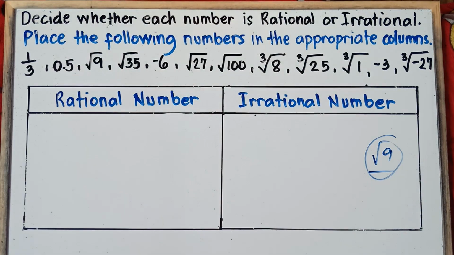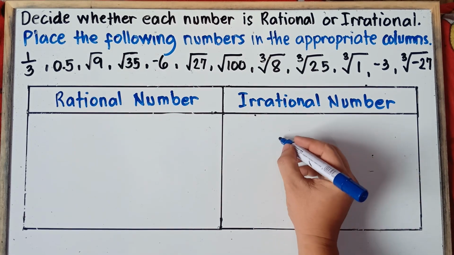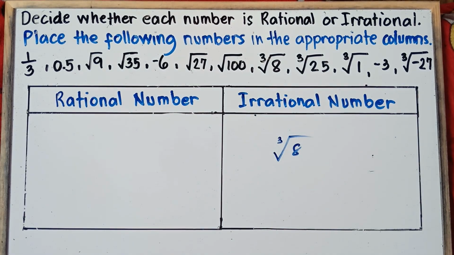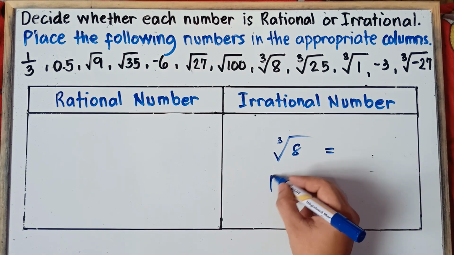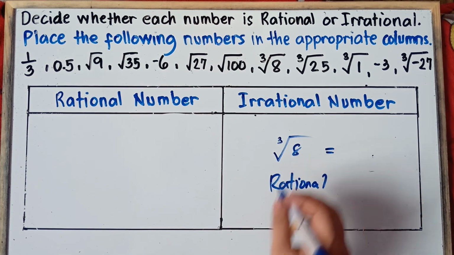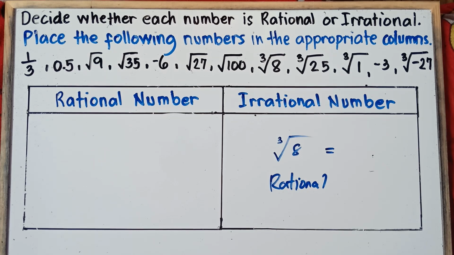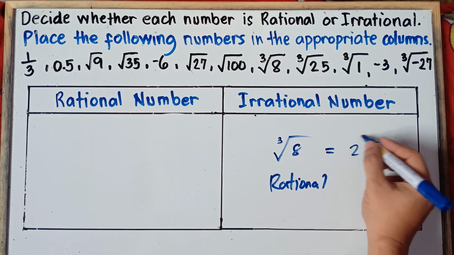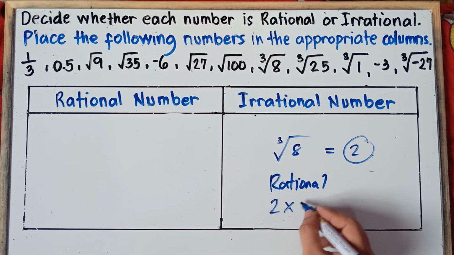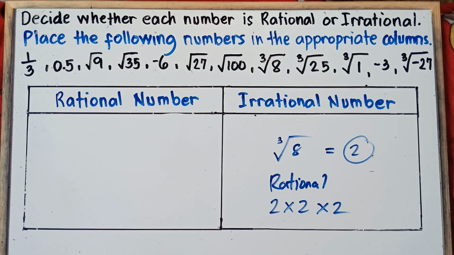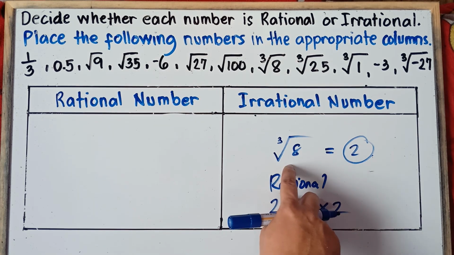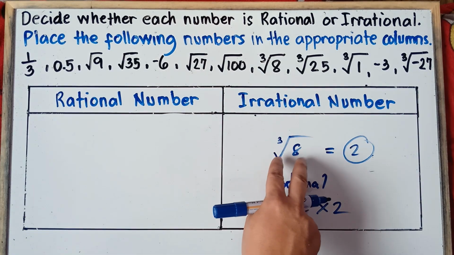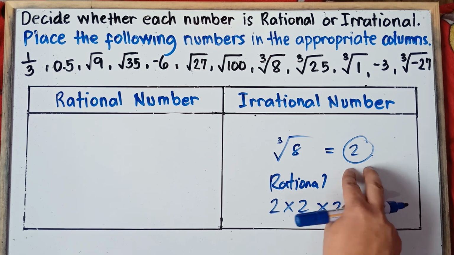Now, what if I say, class, cube root of 8. Is cube root of 8 a rational number or an irrational number? That's correct. Cube root of 8 should be a rational number. Why is that, sir? Because for cube root of 8, you think of a number that when you multiply it by itself thrice, you will get 8. That would be 2, right? Therefore, the cube root of 8 is 2, because 2 times 2 times 2 is 8. So cube root of 8 is a rational number because the answer is 2, and 2 is an integer.